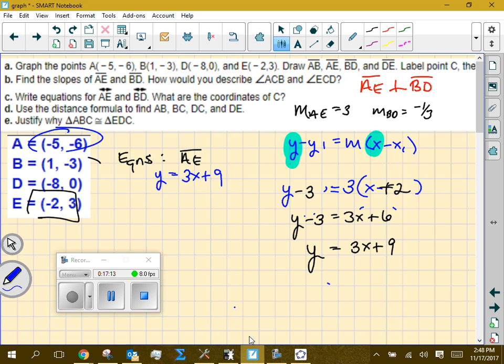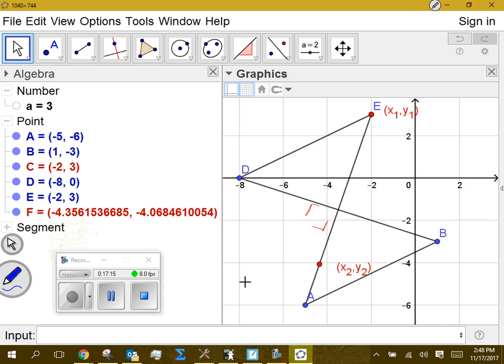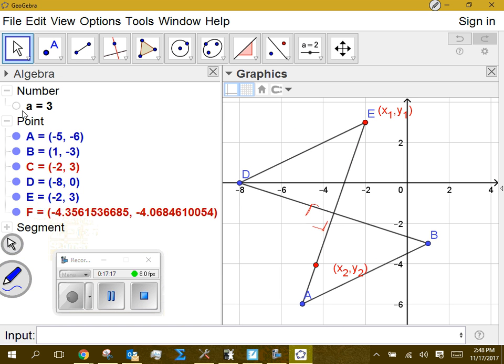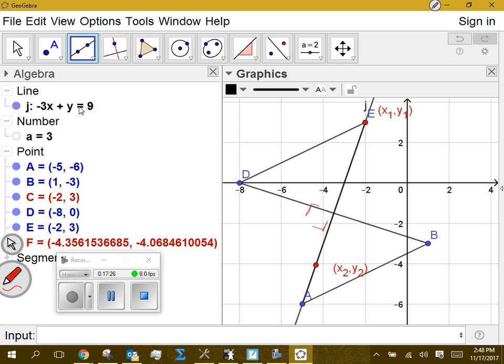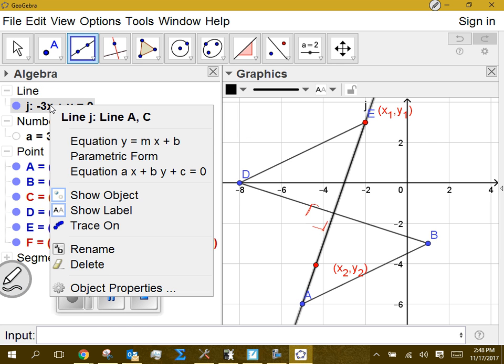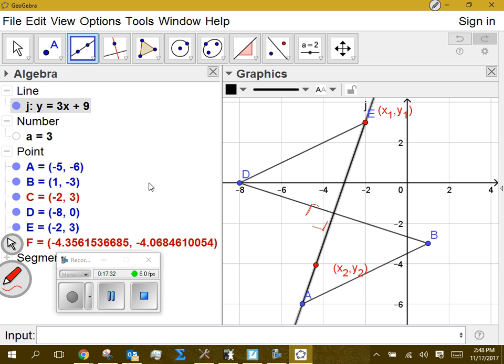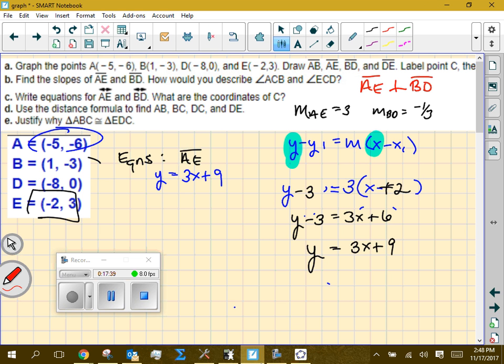Okay? GeoGebra is nice because it does this for us. If I wanted the equation of AE, now I have to write a line here. I have to draw a line AE. So I click on A, click on E with my line tool. It gives me this. This is in standard form. If I right-click on it, I can put it in the form that we want, and I get 3x plus 9. Okay? Again, don't use that just to come up with the equation. Use that to know that your equation is true.